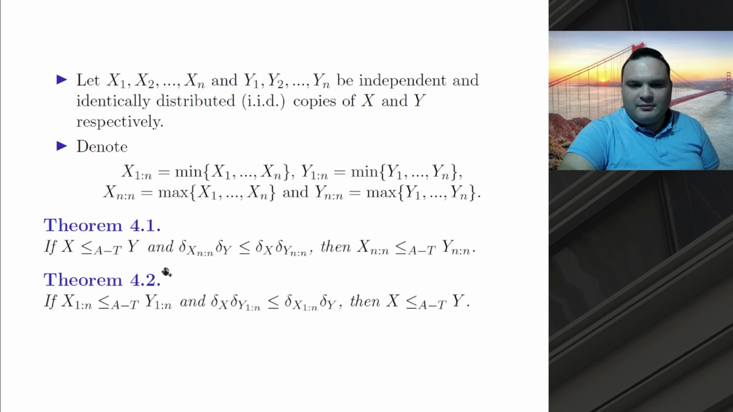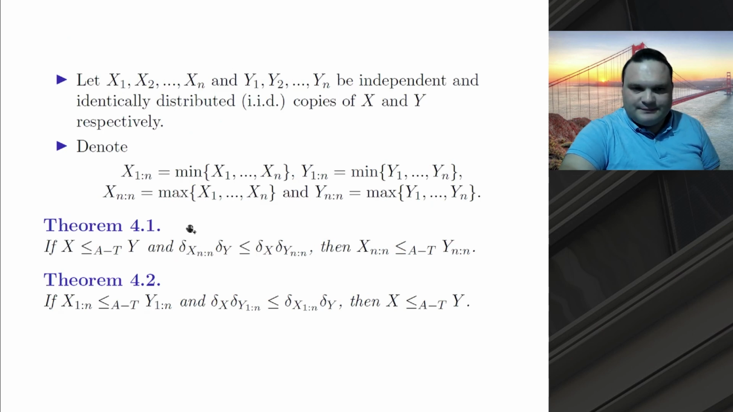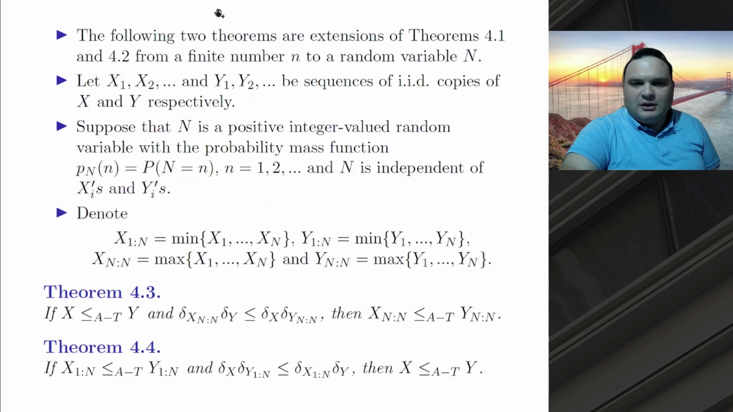More exactly, if X is smaller than Y in Awad-Tsallis Quantile Entropy order, then X_{n:n} is smaller than Y_{n:n} in Awad-Tsallis Quantile Entropy order. Respectively, if X_{1:n} is smaller than Y_{1:n} in Awad-Tsallis Quantile Entropy order, then X is smaller than Y in Awad-Tsallis Quantile Entropy order. Again, we have some conditions for this supremum. The natural generalization of this is to consider, instead of a finite number n, a positive integer random variable capital N, like this.